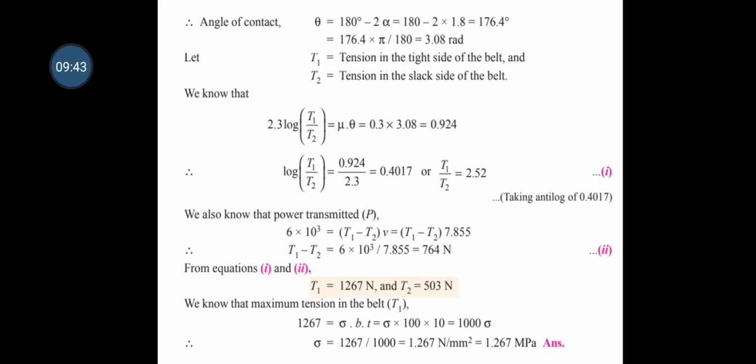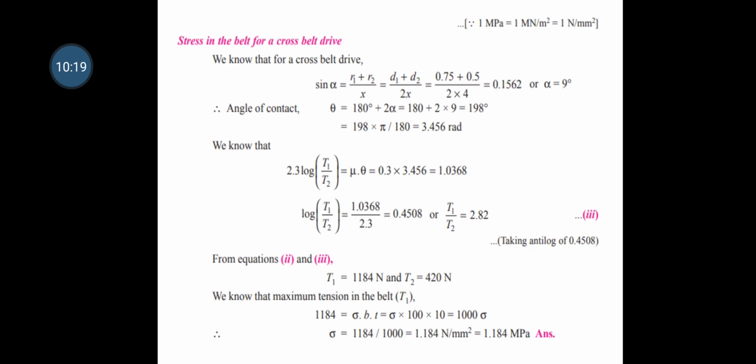We know that the maximum tension in the belt, that is 1267, is equal to sigma B into T. We have to find the sigma value, which is 1.267 megapascal, the stress in the belt for the open belt. Now we are going to discuss the stress in the belt for the cross belt.